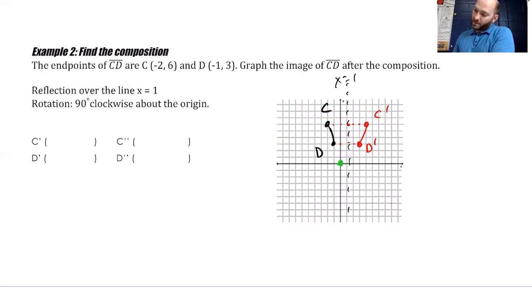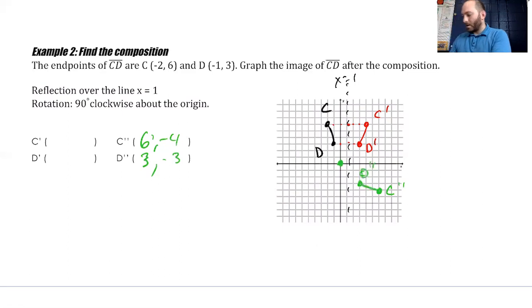So it's a positive 6, -1, 2, 3, 4. So C double prime is going to be at a +6, -4. So 1, 2, 3, 4, 5, 6, 1, 2, 3, 4. There's double prime. And then D is going to be at 1, 2, 3 to the right. And then 1, 2, 3 down. So 3, -3. 1, 2, 3, 1, 2, 3. Losing track here.